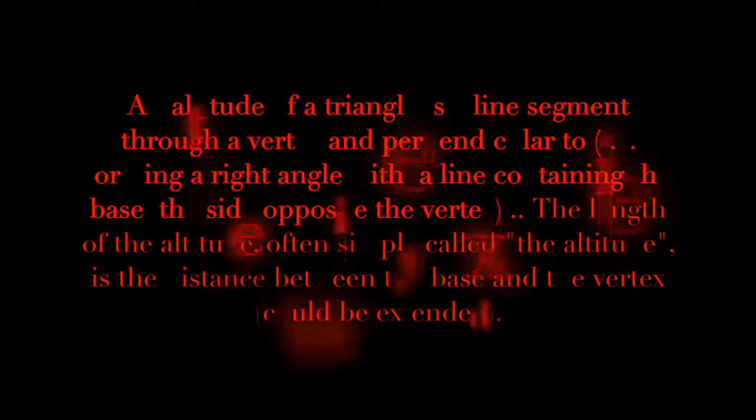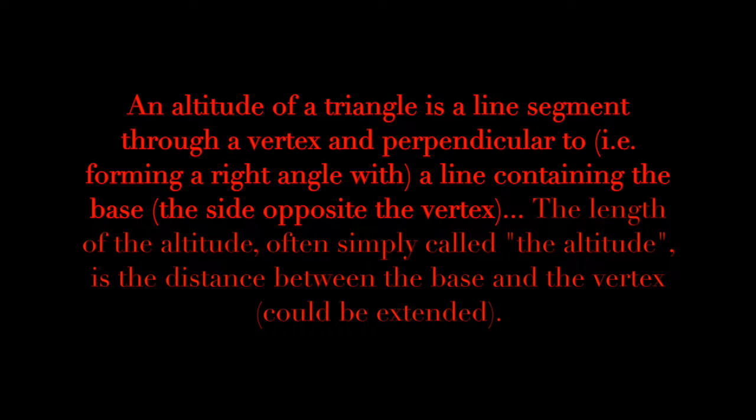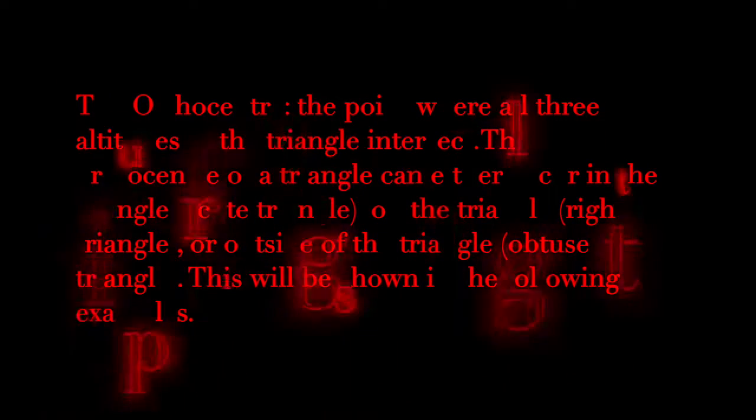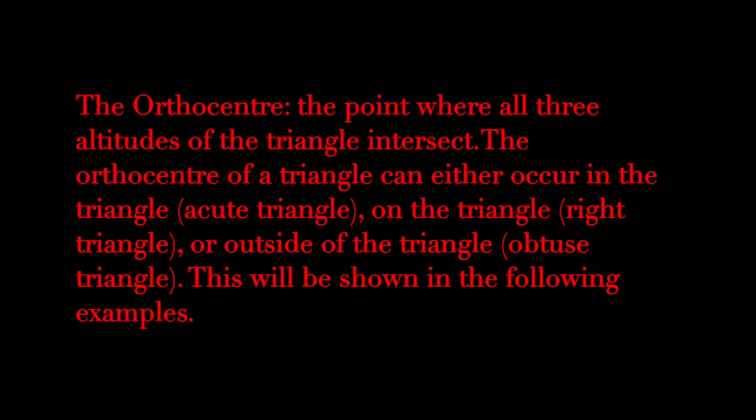An altitude of a triangle is a line segment through a vertex and perpendicular to, i.e. forming a right angle with, a line containing the base, the segment opposite the vertex. The length of the altitude, often simply called the altitude, is the distance between the base and the vertex, which could be extended. A triangle has three altitudes. Those altitudes of a triangle are concurrent, and this point of concurrency is referred to as the orthocenter of the triangle. Let's have a look at what an orthocenter is.